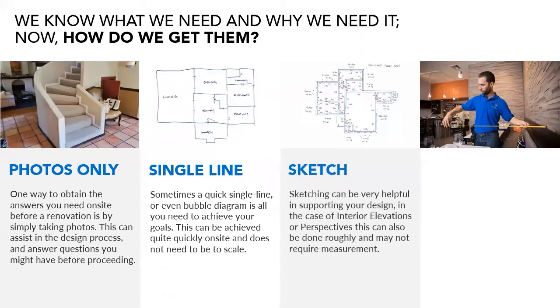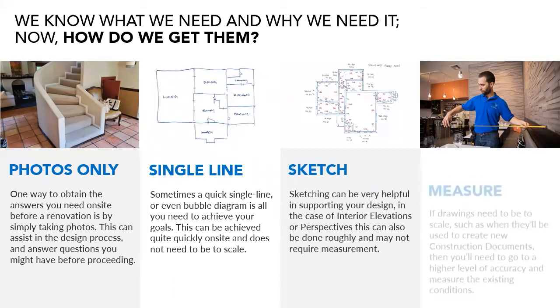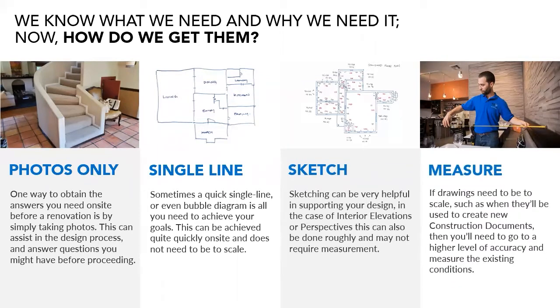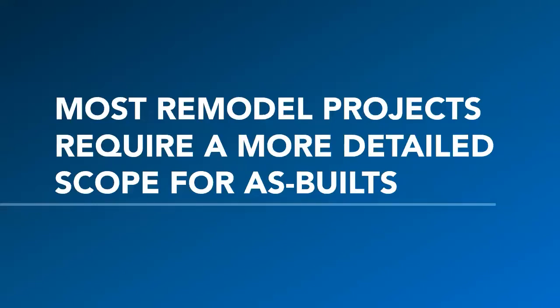And now we're getting into sketching. This can be very helpful in supporting your design. In the case of interior elevations, maybe, or perspectives, this can also be done roughly and may not require actual measurement. And then finally, measuring. If drawings need to be to scale, such as when they'll be used to create new construction documents, then you'll need to go to a higher level of accuracy and measure those existing conditions. Most remodel projects require a more detailed scope for as-built. This will give you a head start in the creation of your design, submittal, and construction documents.